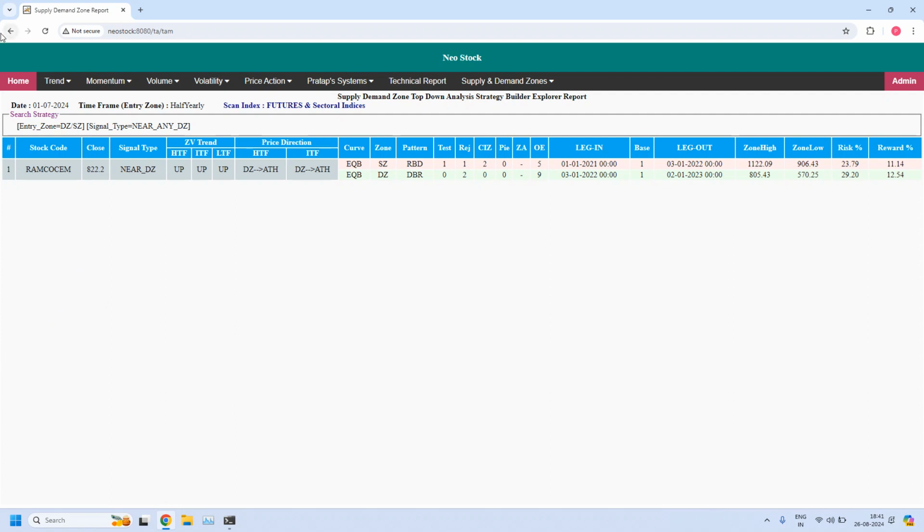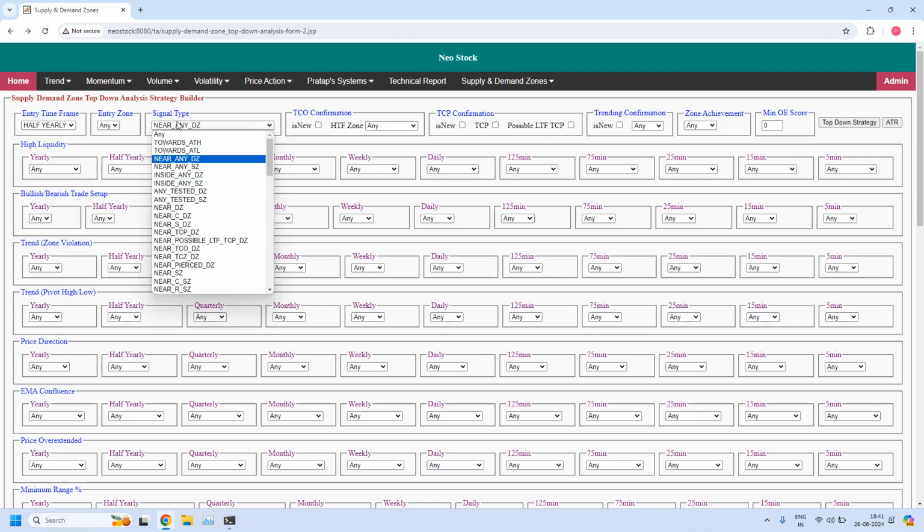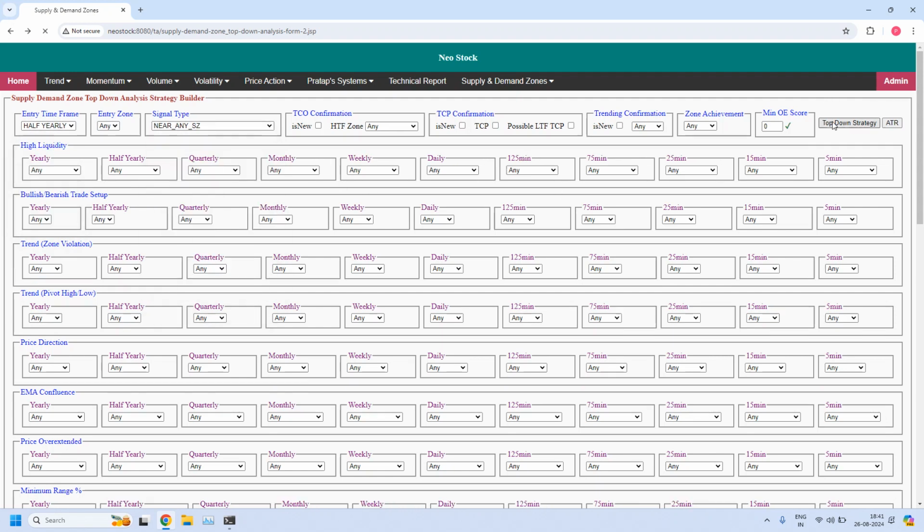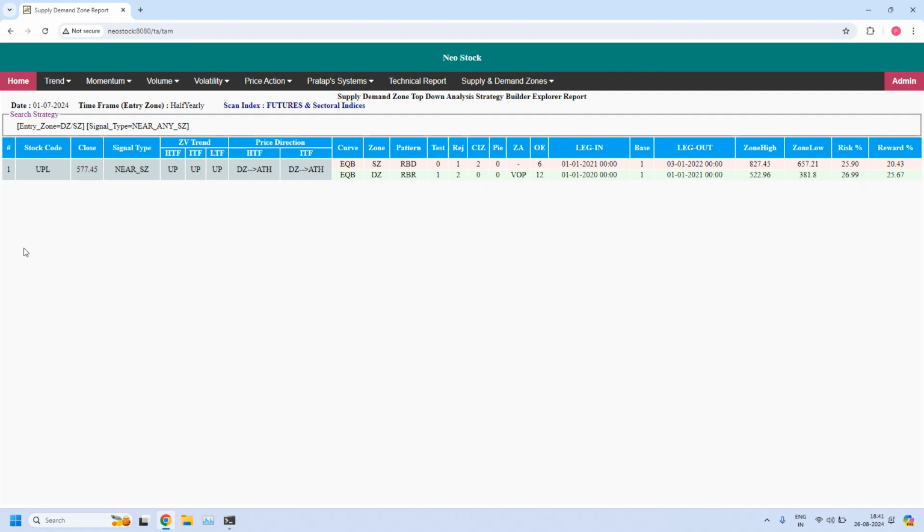Okay, the next report for the half yearly time frame: let us find the stocks near the half yearly supply zone. One stock is filtered.